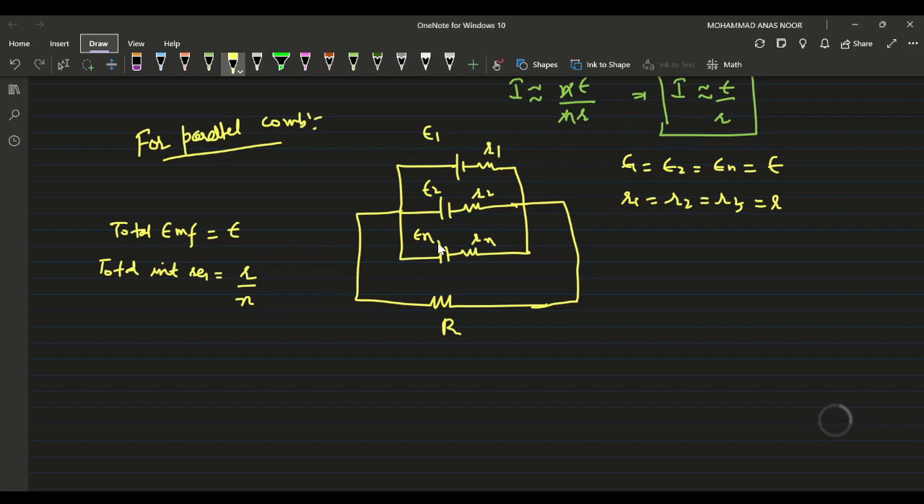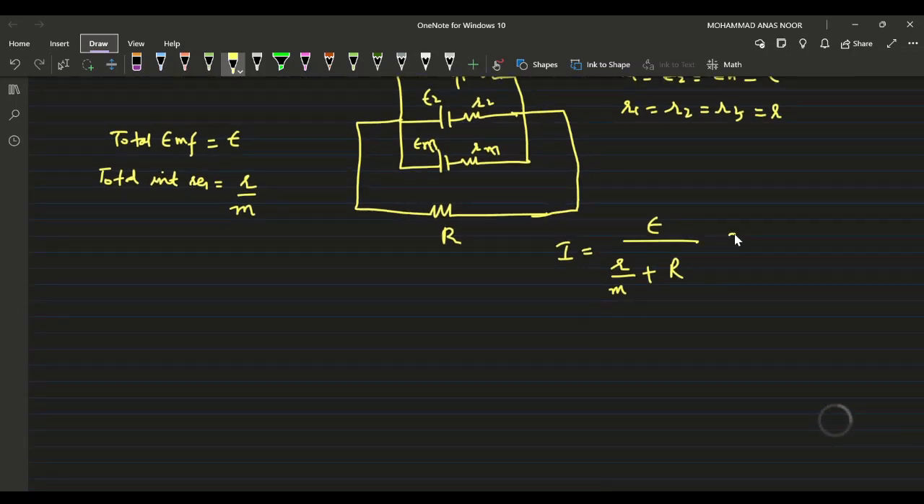Or let's say M, because in case of parallel we took this as M, right? Remember? So this is R by M cells. There's not N cells, they are M cells. Now the current would be how much? E by R divided by M plus the load resistance. You solve it, what you will get? M E upon R plus MR.